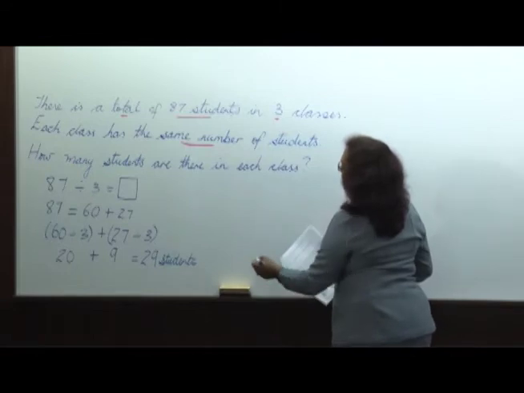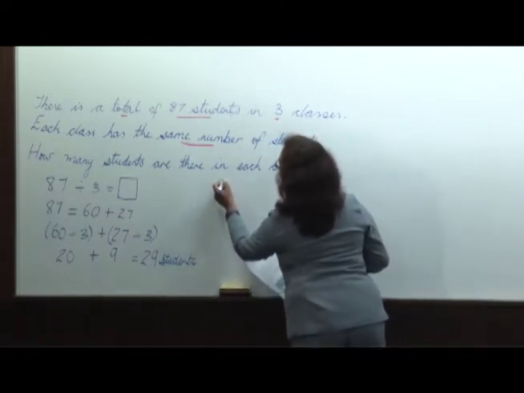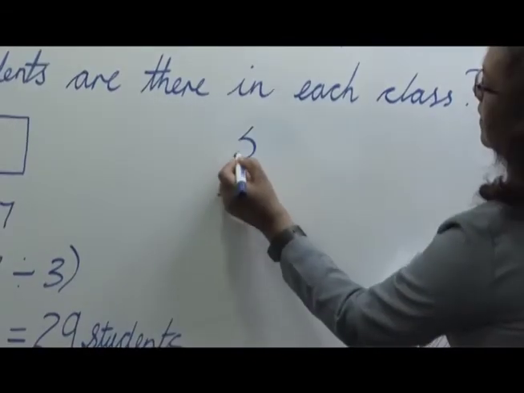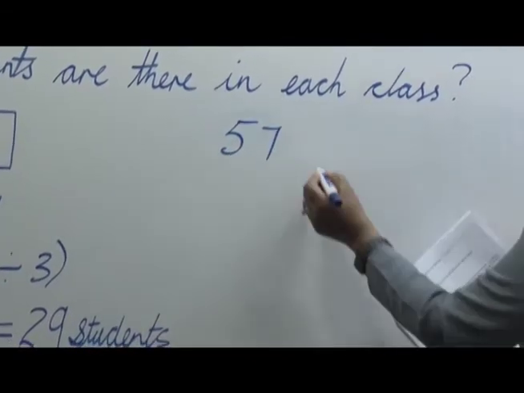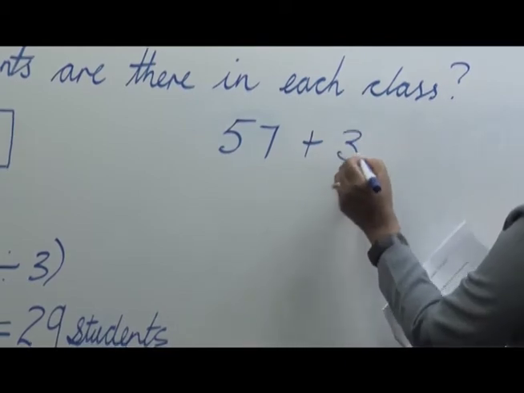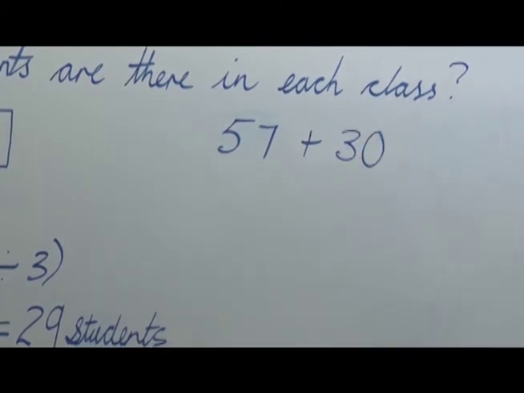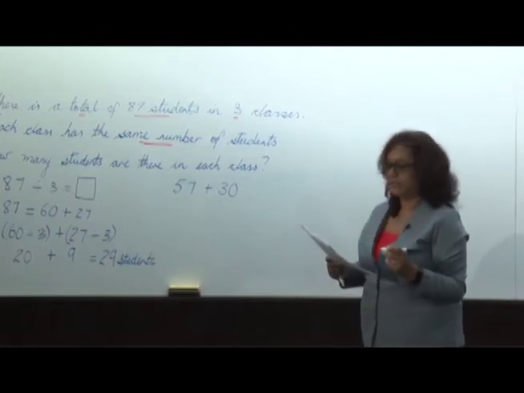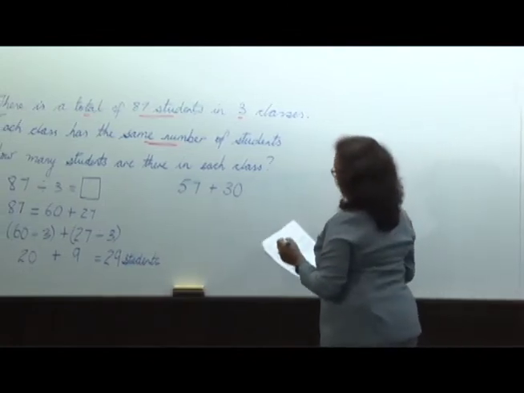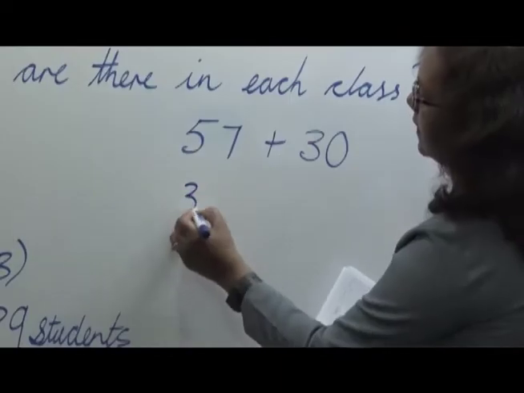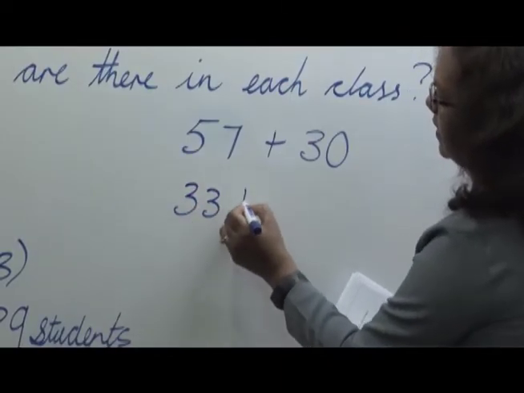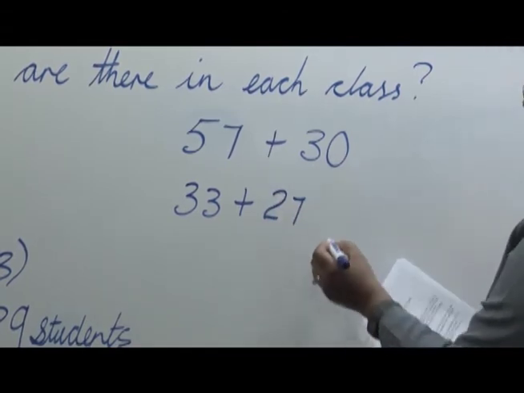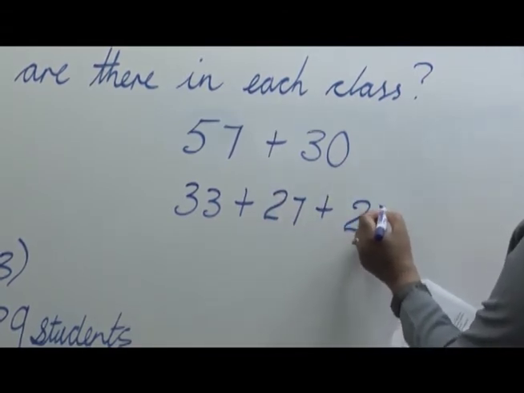We can use the numbers 57, add 30, because both of them are divisible by 3. I could even extend it to 3 numbers. How about if I try 33, add 27, add 27.